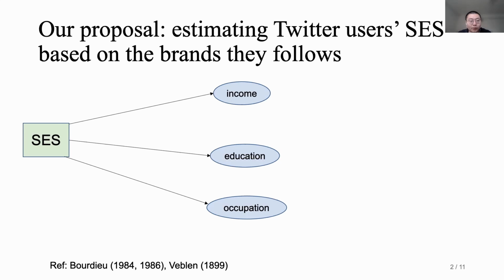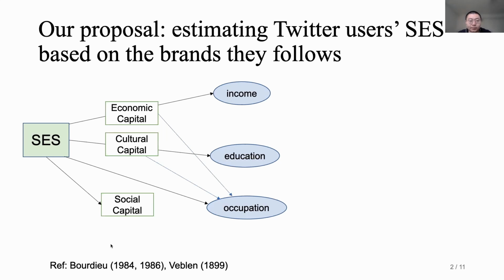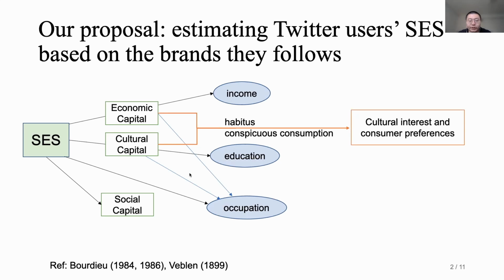But if you look closely at the concept of SES, especially drawing from Bourdieu, who defines SES as a function of economic, cultural, and social capital, you can see the common indicators are actually measuring one or a combination of economic and cultural capital. Therefore, in the absence of the common indicators, what we can do is try to find other indicators of economic and cultural capital, which brings us to another important notion from Bourdieu, which is habitus.